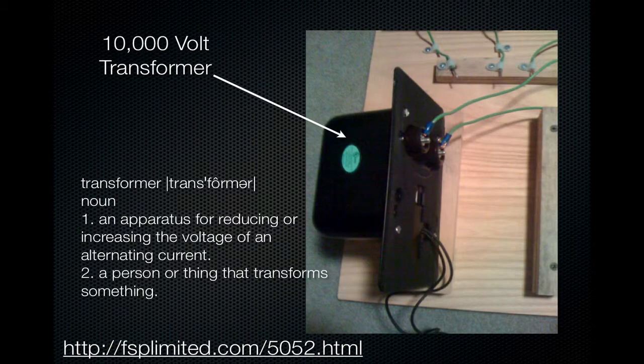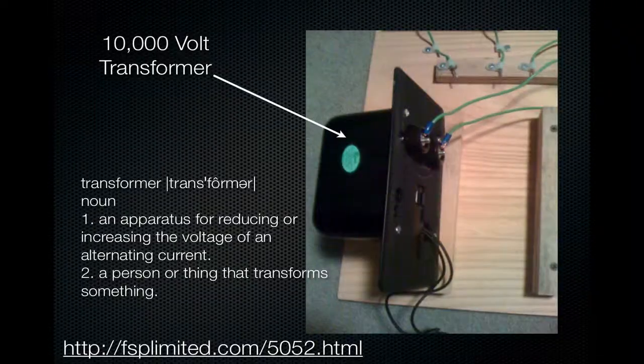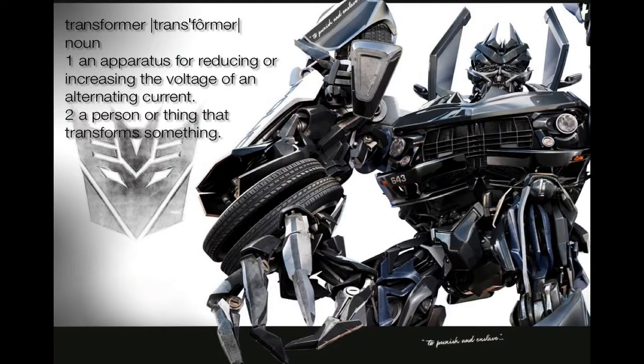Here's the 10,000 volt transformer. If you look in a dictionary, transformer is defined as an apparatus for reducing or increasing the voltage of an alternating current. So that's what this is. Another definition of transformer is a person or thing that transforms something. So that's what this transformer is. Two pretty different transformers. That's the electrical one. This is the person or thing that transforms something.